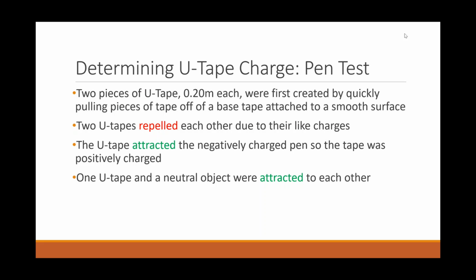Determining U-tape charge using the pen test was one of the first things I did. Two pieces of U-tape, 0.20 meters each, were first created by quickly pulling pieces of tape off a base tape attached to a smooth surface. Two U-tapes repelled each other, and one U-tape was attracted to a negatively charged pen, so I was able to determine that the U-tape was positively charged.